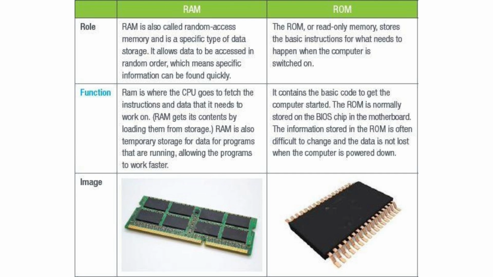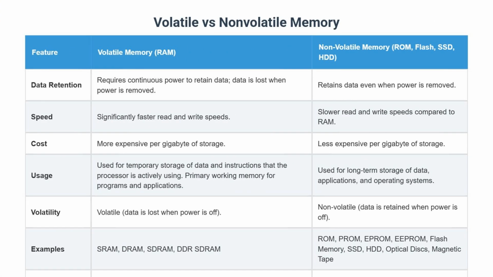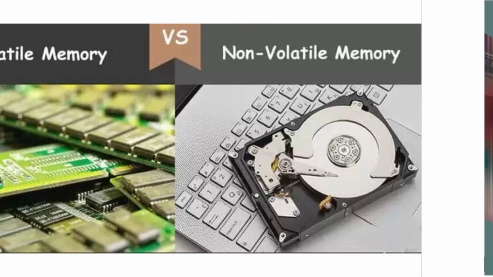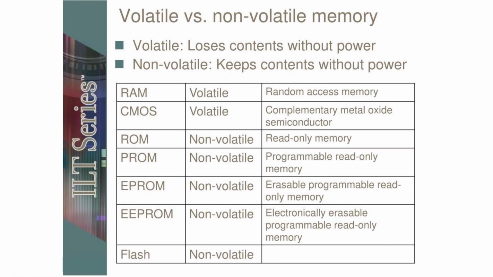Now let's understand ROM. ROM stands for read-only memory. It is a type of permanent memory that stores important instructions needed to start the computer. These instructions are also called firmware, which helps in booting the system. Unlike RAM, ROM is non-volatile, which means it does not lose data even when the power is turned off. That is why your computer is able to start again every time you switch it on.